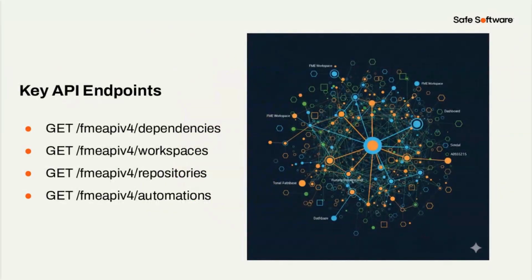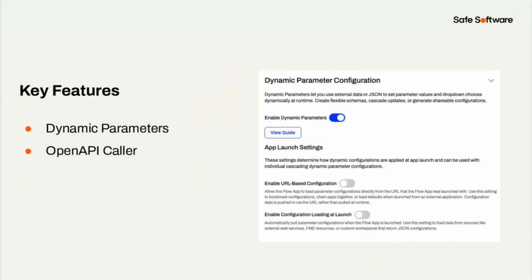So the main endpoints I use here are dependencies. We have workspaces, repositories, all the other objects, and the dynamic parameters, one of the main features here that I was talking about. If you're interested in the dynamic parameters, Mark had a webinar recently on favorite enhancements, and he discusses in more detail how to set up those dynamic parameters.